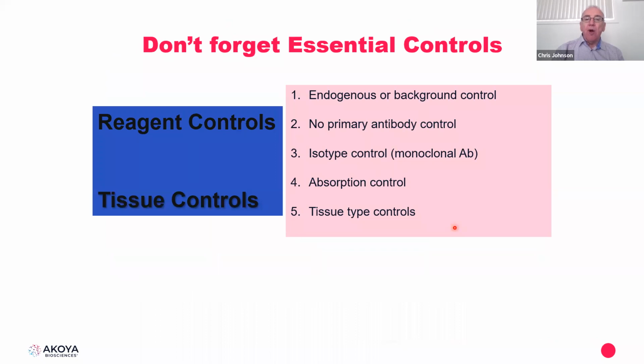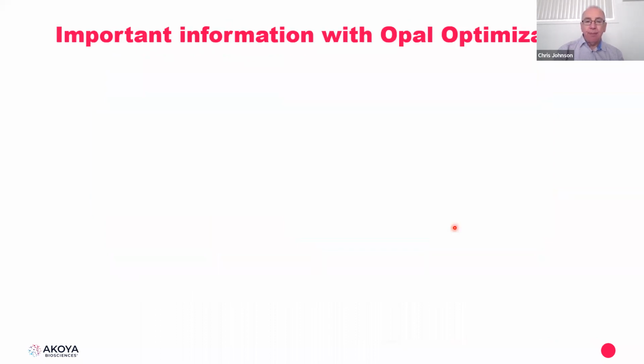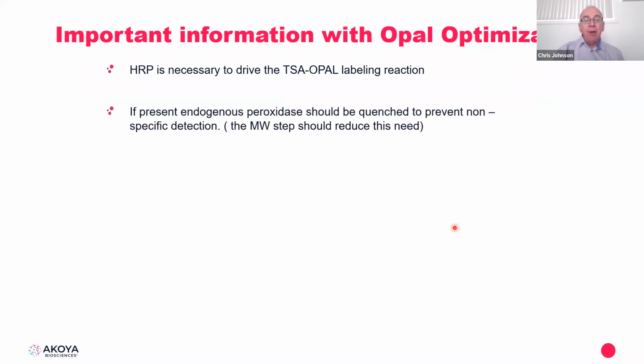One word here, don't forget your essential controls. It's an immunohistochemistry technique, so it needs controls to make sure that what you're seeing is real. An important thing to keep in mind with Opal optimization is that horseradish peroxidase is necessary to drive this reaction. So you need to be aware of endogenous peroxidases that may exist in your sample, and they should be quenched to prevent non-specific detection.